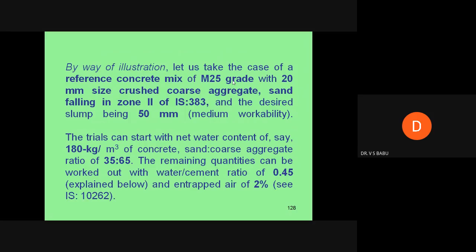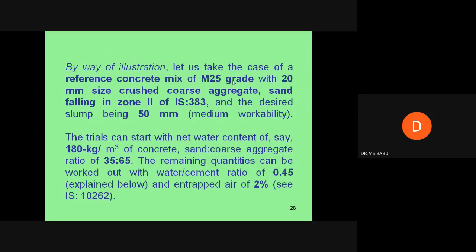By way of illustration, let us take the case of M25 grade concrete with 20 mm size aggregate. 20 mm size aggregate means all the material will pass through the 25 mm sieve. Always you do one thing. Whatever the passing material, you have to take one more sieve above the actual NMA, nominal maximum size of aggregate. Suppose I am taking the 20 mm aggregate size, so you take the 25 mm sieve.